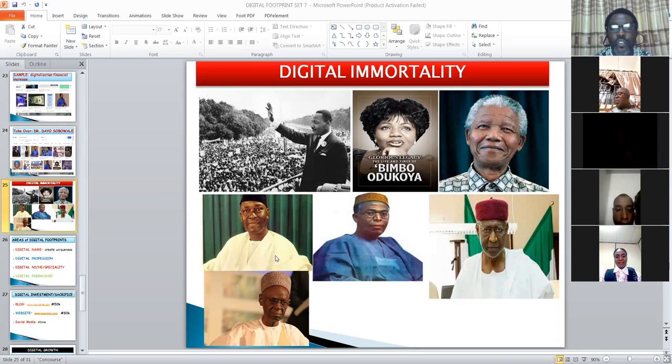That's Awolowo. That's Nnamdi Azikiwe, rather. This is Shagari, of course, you know. These people, they are there. This is Kiari. They are there. By the time you are gone, your grandchildren, great-grandchildren, they want to see you. You are going to be continuously there. And that's digital immortality.